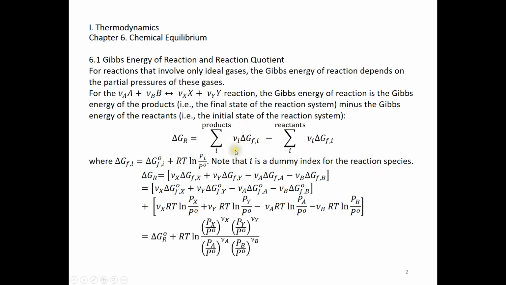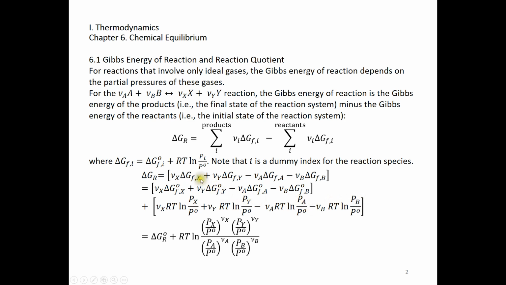Now let's rewrite this equation. This time the Gibbs energy of reaction is equal to, again, we have 2 products and then we have 2 reactants. We take the difference, and over here, if you look at this species X, the Gibbs energy of formation of X is the standard Gibbs energy of formation of X plus this correction, RT times the natural logarithm of the partial pressure of X over P naught. So this term is equal to this term plus this term. And same for Y, same for A, same for B.